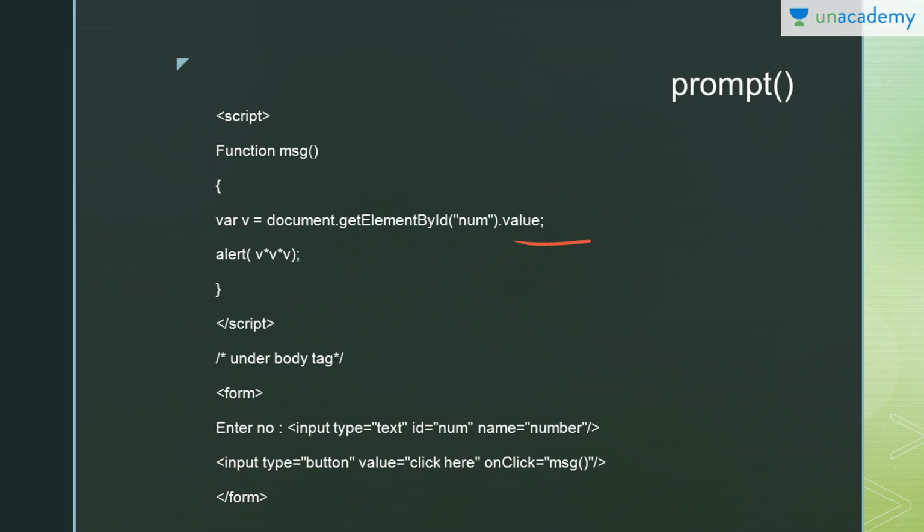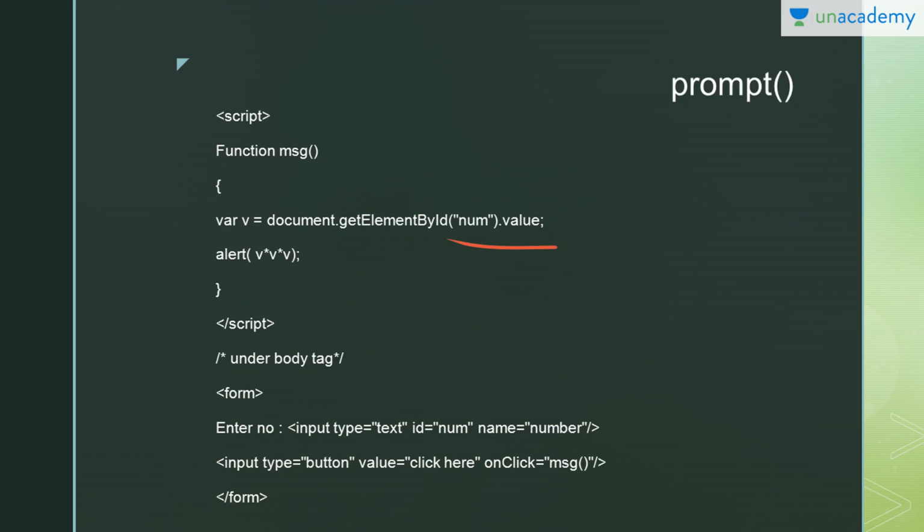So document is the DOM object, right? Then getElementById is the method of the document object, and num is the id. This is the id name. You can see here in this input, the id is num, so we are using it here. Then .value gets the value which will be entered by the user in the text field that has an id of num.